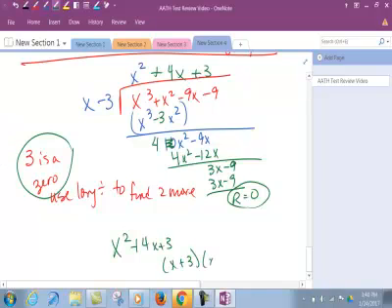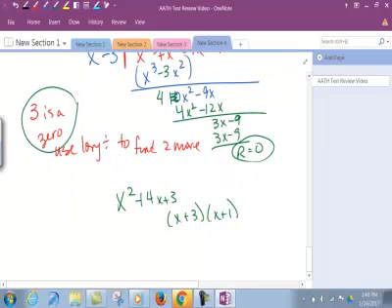When I factor that, I get this, and those are the factors. Those are not the zeros. The zeros, which is what they asked for, are negative 3 and negative 1.